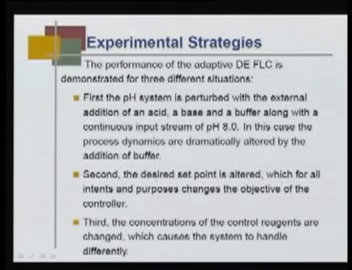The experimental strategies: the performance of the adaptive differential evolution fuzzy logic controller is demonstrated for three different situations. First, the pH system is perturbed with the external addition of an acid, a base and a buffer, along with a continuous input stream of pH 8. In this case, the process dynamics are dramatically altered by the addition of a buffer. Second, the desired set point is altered, which for all intents and purposes changes the objective of the controller. Third, the concentration of the control reagents is changed, which causes the system to behave differently.